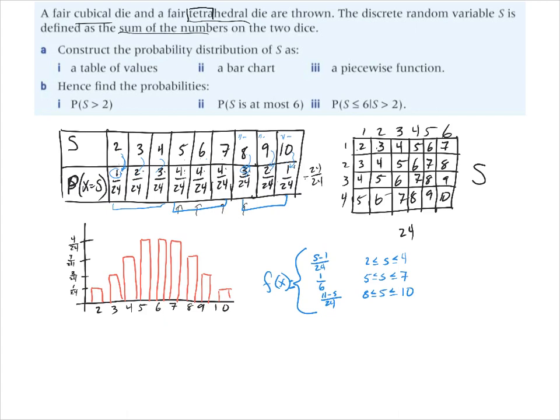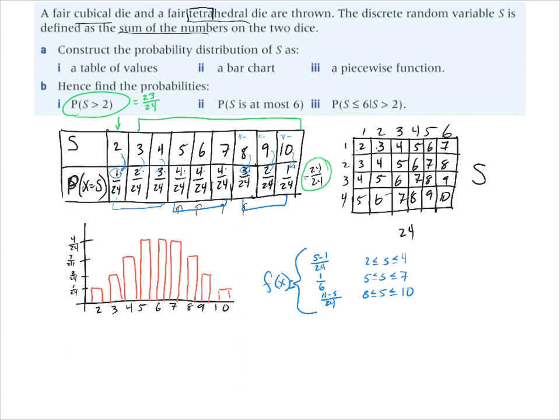up here, right? It says, hence find the probabilities, the probability that s is greater than 2. Well, 2 would be, so this would be greater than 2. So here's 2. Everything else is greater than 2, right? So if the probability of 2 is 1 over 24, then that means if I subtract that from the total, that means everything else has to be 23. I could add them all up, but why do that? I'm lazy. So the probability that S is greater than 2 is 23 out of 24, because there's only one where it's not greater than 2. All the rest they are.